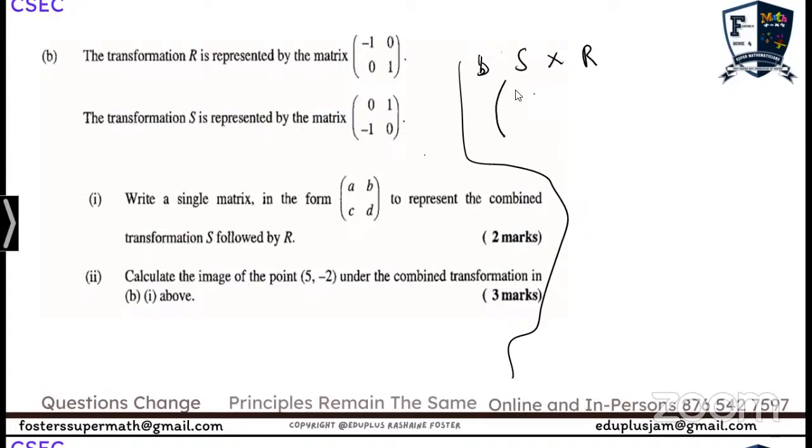All right, let's get going. So what is S right here? 0, 1, -1, multiplied by. What is R right here? -1, 0, 0, 1.